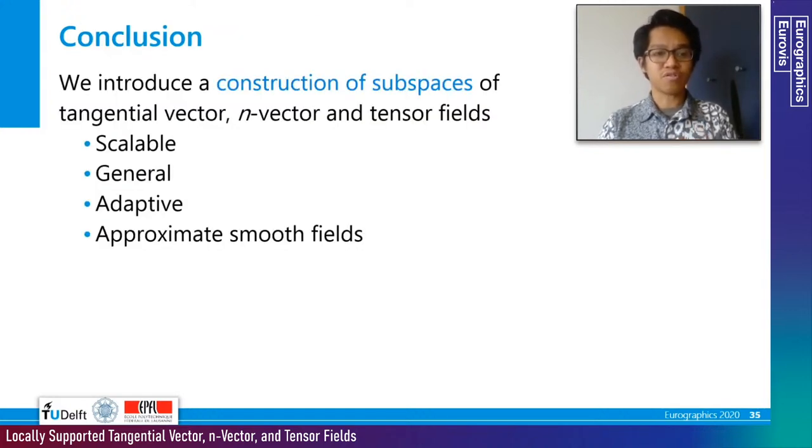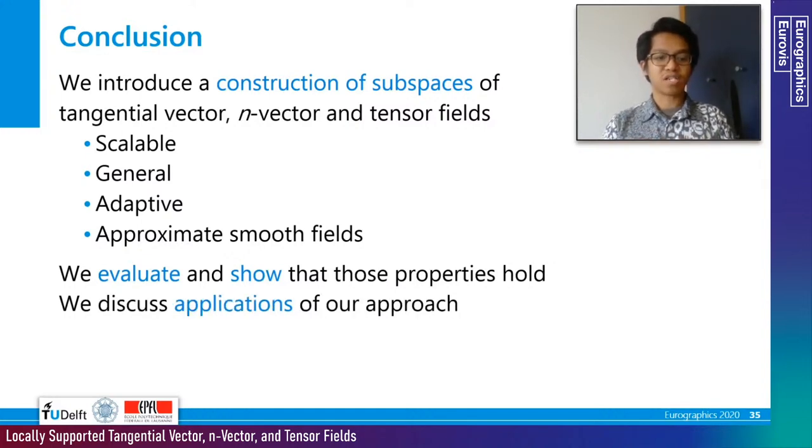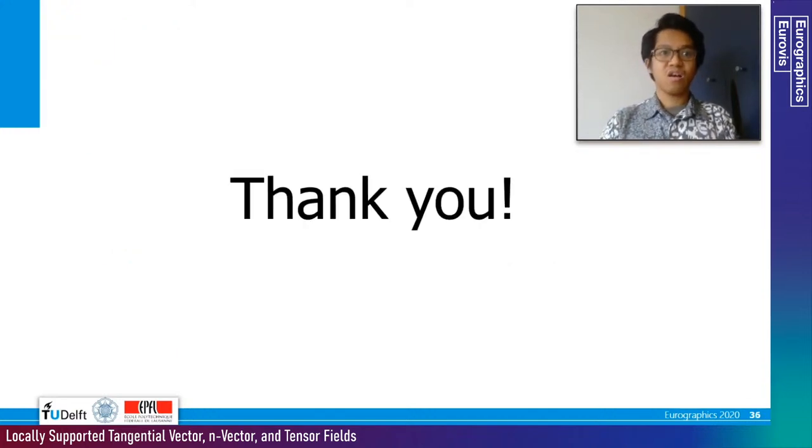In conclusion, we introduce a construction of subspaces of tangential vector and tensor fields that are scalable, general, adaptive, and can approximate smooth fields very well. We evaluate and show that these properties indeed hold, and we also discuss applications that we can build on top of the approach. We also demonstrate that the construction outperforms alternative constructions. With that, we conclude our talk and we thank you for your time.